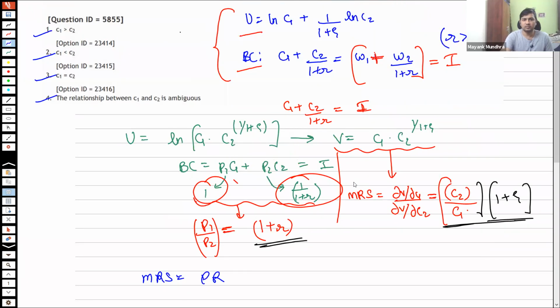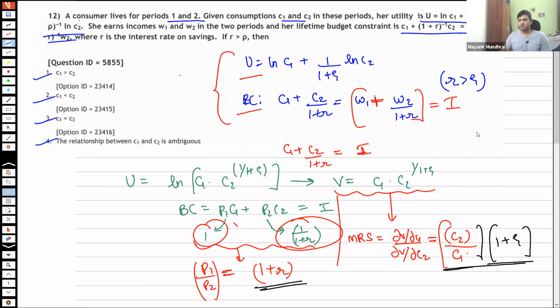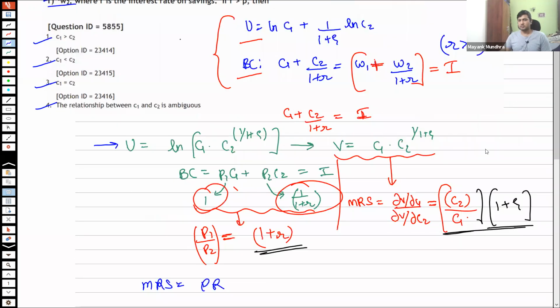Yeah. So just rewrite the utility function. Utility is equal to this, so this is a monotonic transformation. We do this monotonic transformation and write the budget constraint as P1 C1 plus P2 C2 equals I, where P1 is 1 and P2 is 1 upon 1 plus R. So the price ratio becomes 1 plus R.